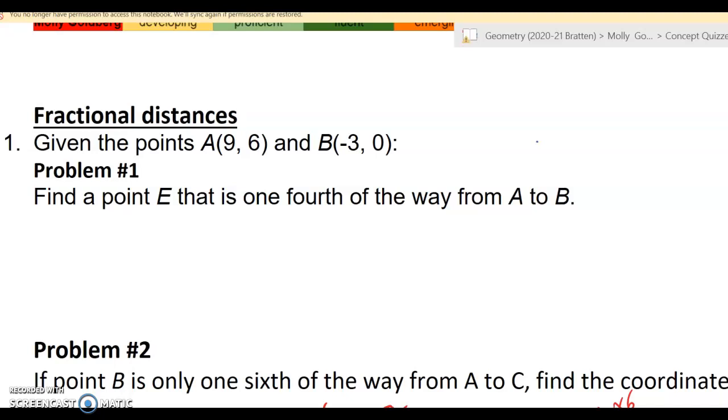Hello, this is Fractional Distances, problem 1. So here are the points that I'm going to be using that's given. And it says, find a point E that is 1/4 of the way from A to B.